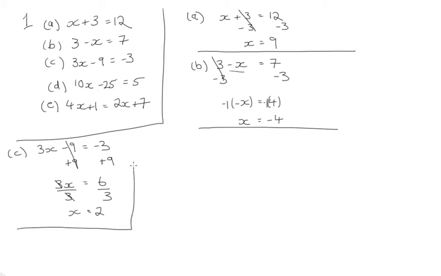That's C. Let's do D here. 10x minus 25 is equal to 5.